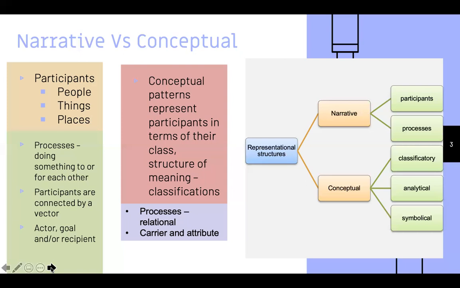If you look at the diagram on the right, it is a summary of the representational structures, which has two representations. One is narrative, and the next one is conceptual. For narrative, we have participants and we have processes, while for the conceptual, we can have classification or analytical and symbolical.